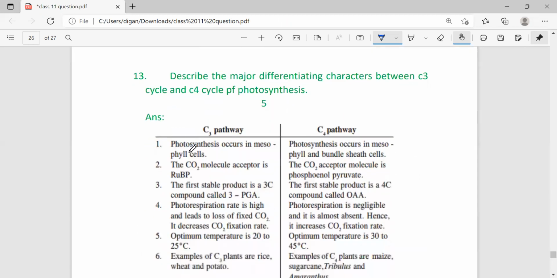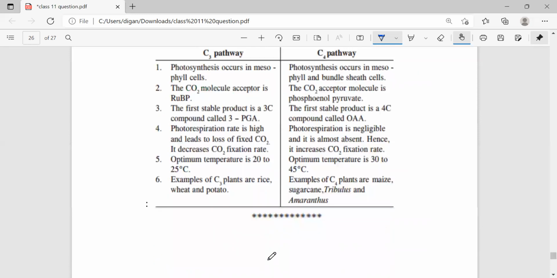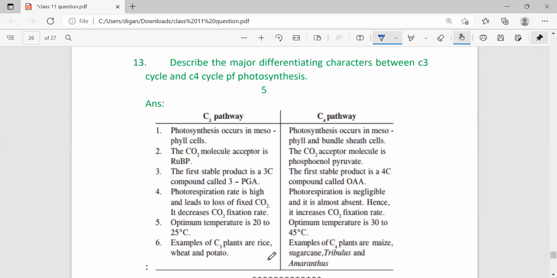The next question: describe the major differences between the C3 cycle and C4 cycle of photosynthesis. What is the C3 cycle and C4 cycle? I have already explained this in my previous videos. So if you need the explanation again, you can go through those videos. Here I am showing you only the differences. So these are the differences.